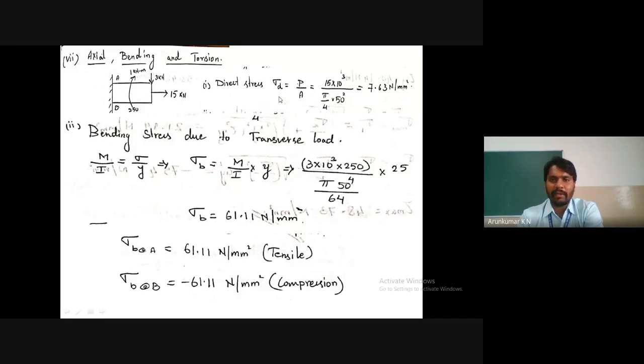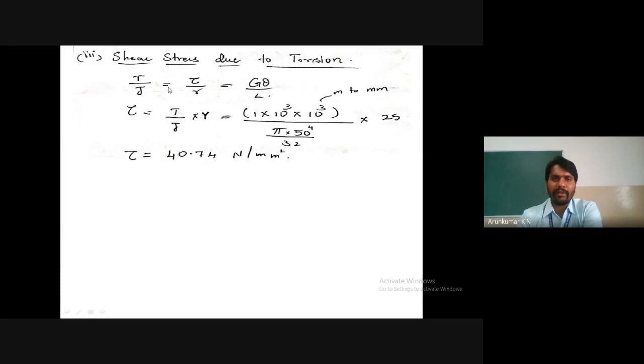We have direct stress, that is x-axis stress. We need to add this to the bending stress at point A, and we need to add this to the bending stress at point B to get sigma x at point A and B. Then we need to calculate shear stress. T by J is equal to tau by R is equal to G theta by L. So this equation is also available in data handbook. So shear stress is given by T by J into R. T is 110 power of 6. J is also available in data handbook, table 1.3b, pi d to the power of 4 by 32, into the radius that is 25. Tau is 40.74 Newton per mm square.